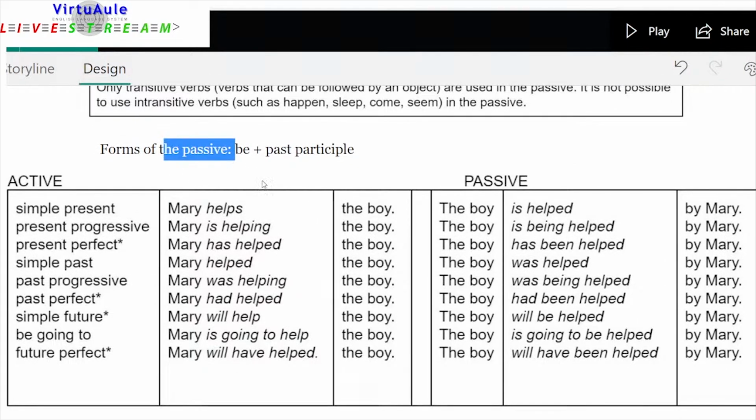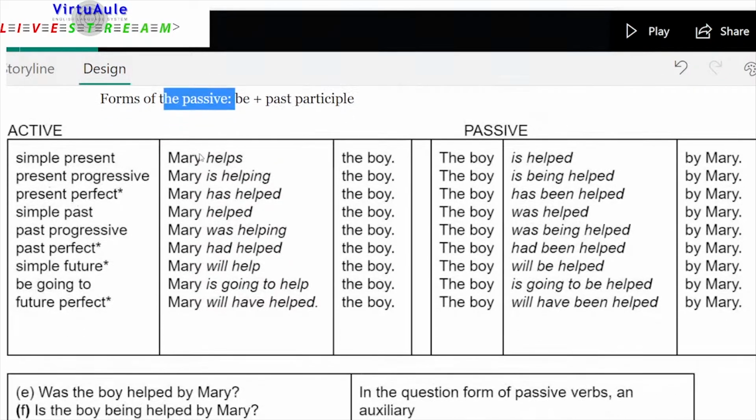Let's look at some of the forms. Okay, we have the simple present, Mary helps the boy. The boy is helped by Mary. The auxiliary to be is here. This is in the present form. So we have the present form of the passive. Simple present.